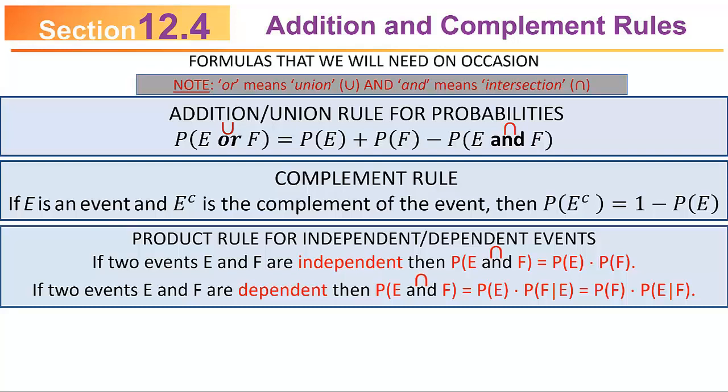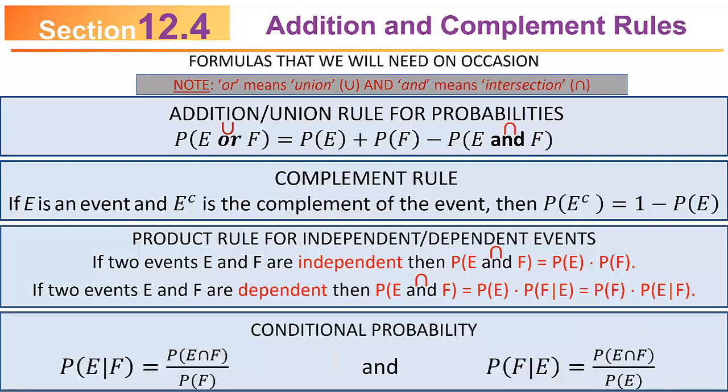But it says, if two events E and F are dependent, then the probability of E and F is equal to the probability of E times the probability of F given E, which is also equal to the probability of F times the probability of E given F. Remember, I haven't even introduced that notation where the vertical line is used in this context yet, but I will. That leads to something called conditional probability, and I've got two formulas related to that.